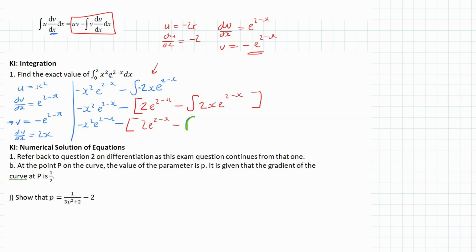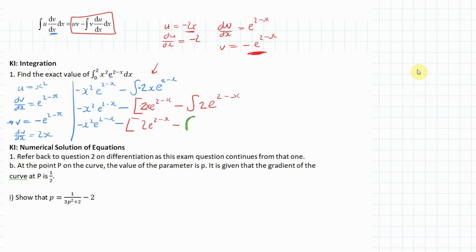Oh, wait a second. I made a mistake. Sorry, guys. It should have been 2x e to the 2 minus x here. Let's just have a quick refresh. Okay, u, v. I should have had an x here, because that's u. This is our u: 2x e to the 2 minus x. And then this second part is v, which is this bit here, times du/dx, so that times the minus 2. Okay, now we're ready to go.